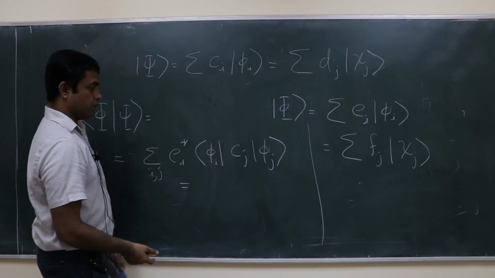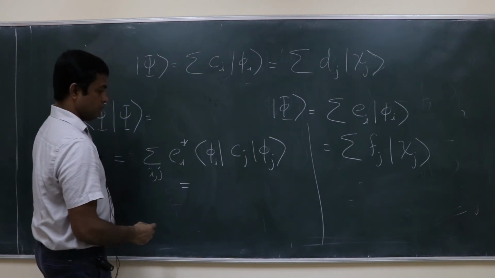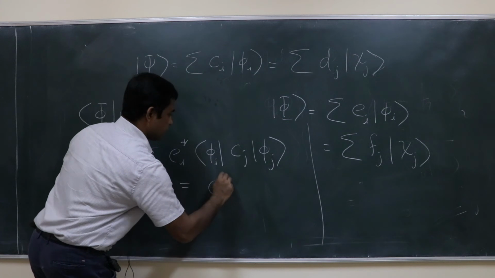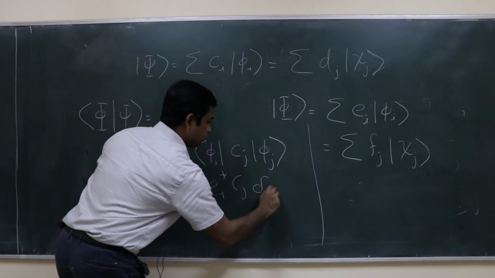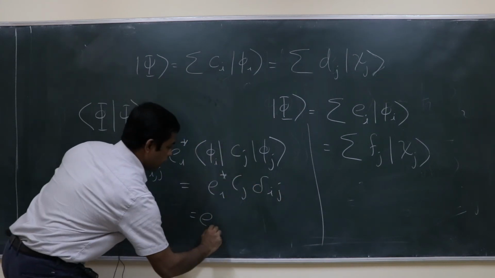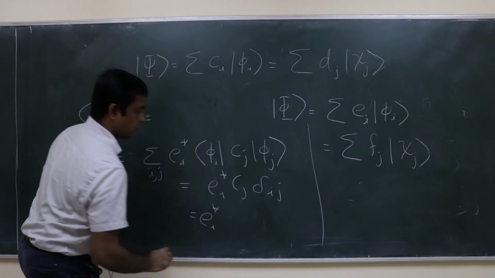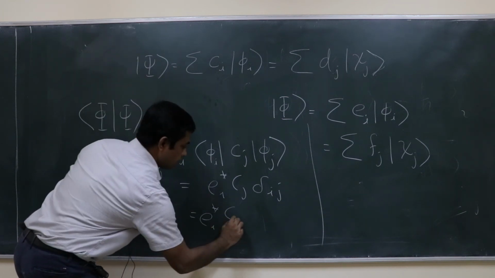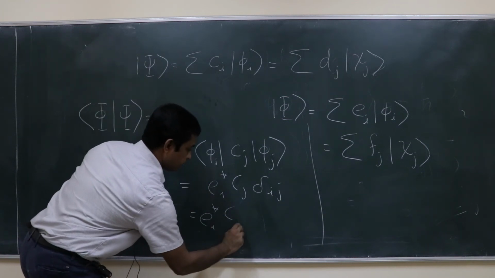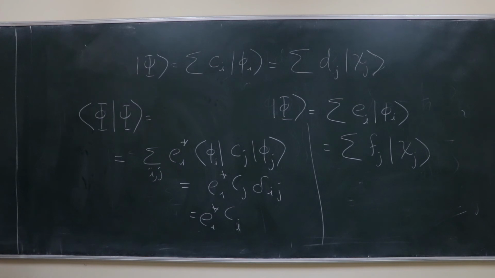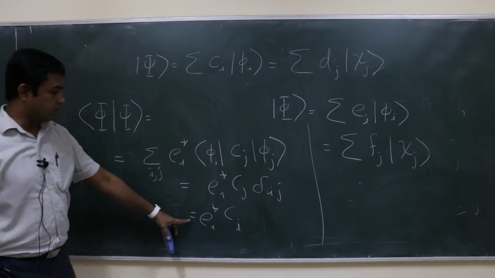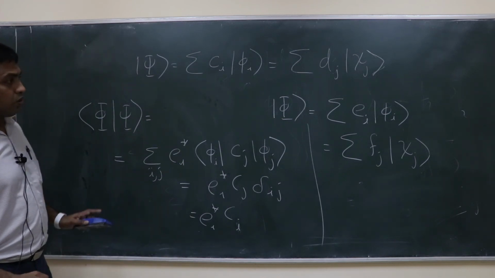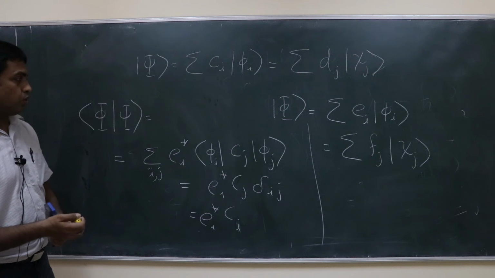What is that equal to? Ei star Cj delta ij, so this is equal to Ei star Ci. So you got this, and you already know how to get it.